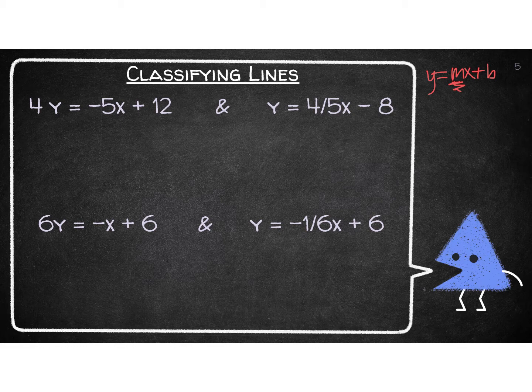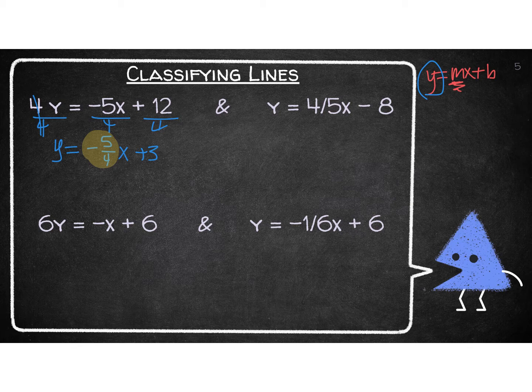This first one, 4y equals negative 5x plus 12. Well, it's not solved for y, so I want it to be solved for y to be in slope-intercept form. So I'm going to divide by 4, giving me y equals negative 5/4 x plus 3. I don't really care about the plus 3 because I'm only really focused on the slope when I'm trying to find parallel or perpendicular. So I'm going to look at my slope of negative 5/4 there.